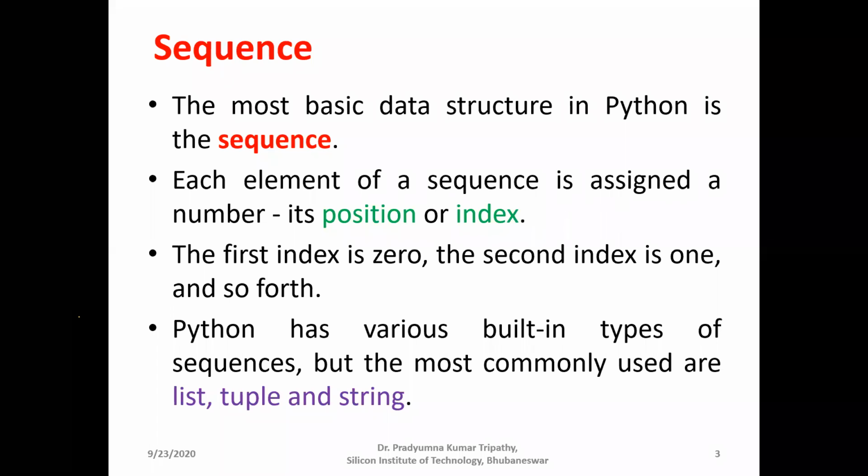Is it understood? Yes, sir. Okay. The first index is 0. The first index is 0. The second index is 1, and so forth. So we have indexing starting from 0 onwards.